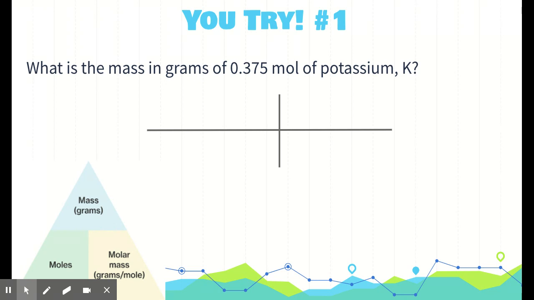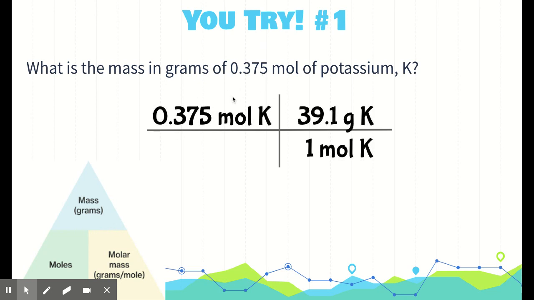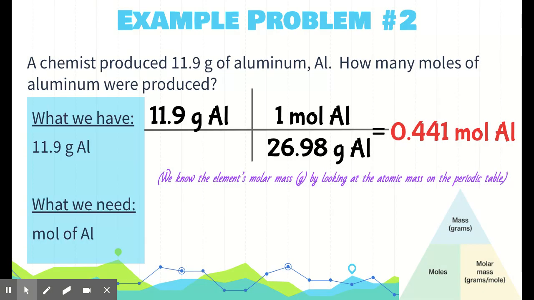Okay, so what's the mass in grams of 0.375 moles of potassium, which is K? So if we know we have 0.375 moles of potassium, that's going to go in the top left corner. And then moles of potassium would come down and over, just like we would before when we did dimensional analysis. Looking at the periodic table, we know that 1 mole of potassium is equal to 39.1 grams. So we would just do the math and solve this. We'd end up with 0.375 times 39.1 divided by 1, which gives us 14.7 grams of potassium.